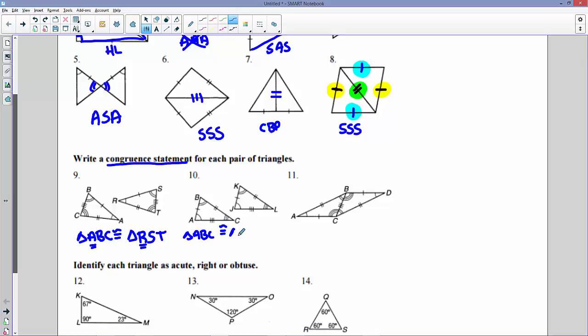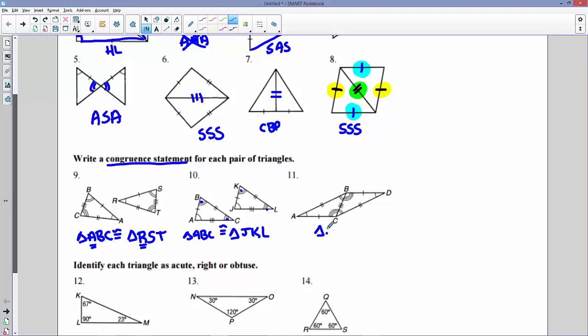Congruent to. Now, if you haven't tried this one, I would pause the video, try it right now, and then see if you get it right. Okay, A lines up with J. B lines up with K. See, they're both double congruency marks. And C lines up with L.